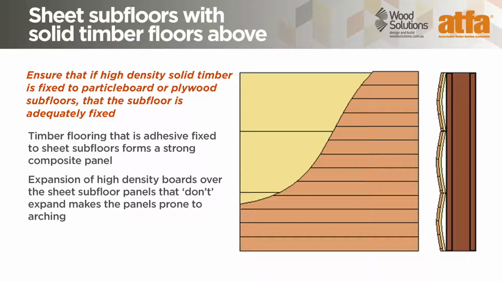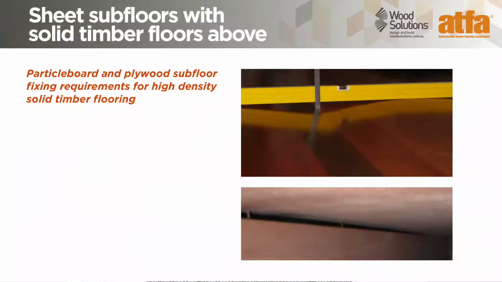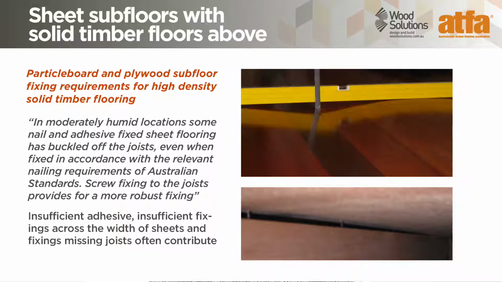Composite panels like this that don't allow for expansion mean that the panels are prone to arching, as shown in the diagram. Industry publications document particle board and plywood subfloor fixing requirements for high-density solid timber flooring. The information states that in moderately humid locations, some nail and adhesive fixed sheet flooring has buckled off the joists, even when fixed in accordance with the relevant nailing requirements of Australian standards.